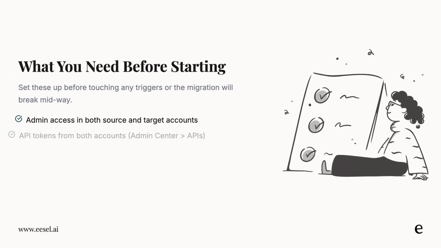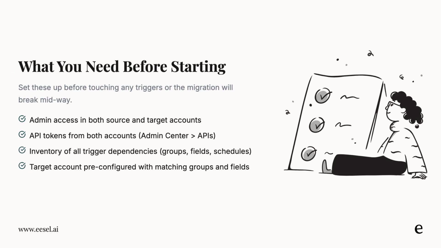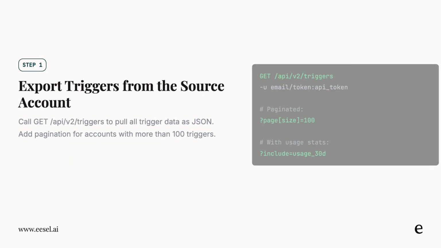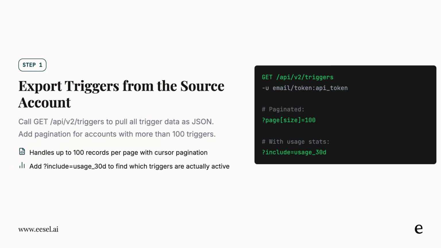Before you touch anything, get admin access to both accounts and generate API tokens from each one under Admin Center. Then, document every group, custom field, schedule, and ticket form your triggers reference. And set up the target account with those same objects first, because if they are not there when you import, the triggers will fail.